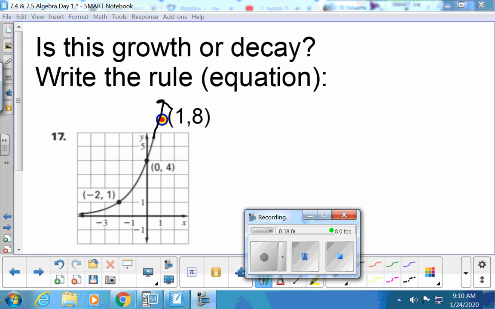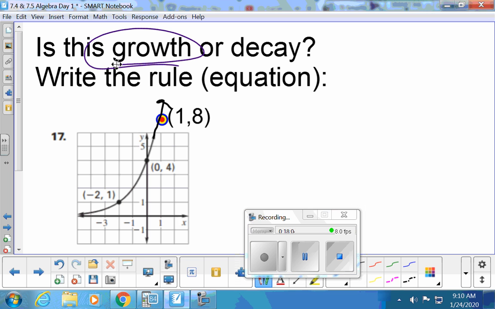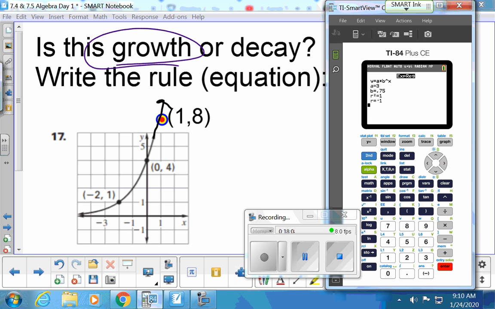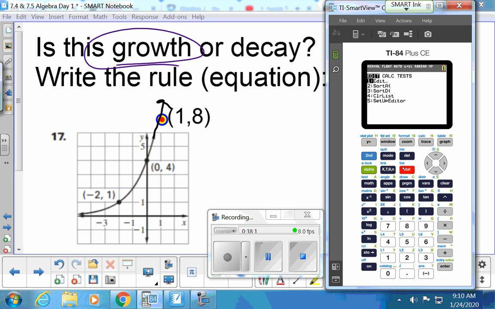All right, we're going to try another with the calculator. Is this exponential growth or decay? Good jump. Let's get in our calculator to come up with an equation that would fit this scenario. Stat, edit. All my L1s are x values, so -2, 0, 1. All my L2s are y values. 1, 4, 8. I'll let you catch up and get that in your calculator.